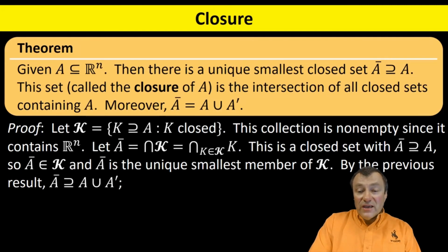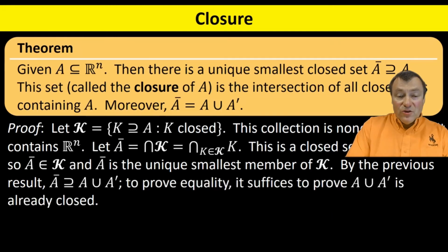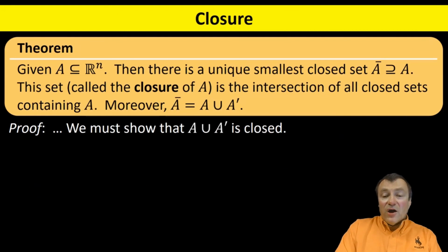Since A bar is a closed set containing A, by the previous result, it also needs to include all the limit points of A. So to prove that this is equality, all we have to do is to show that A union A prime is already closed. In other words, this set already contains all its limit points. So just to repeat our plan from the previous slide, what's left to prove the theorem? We just need to show that the set A union A prime is closed. And to do that, we show that this set contains all its limit points.